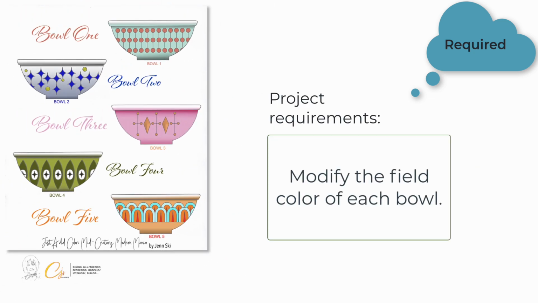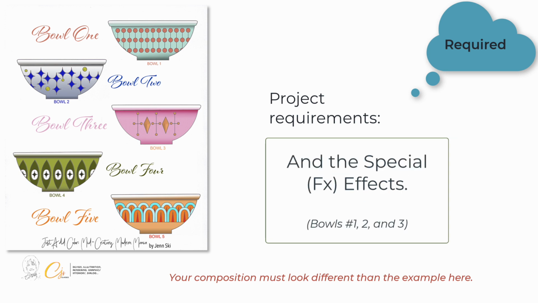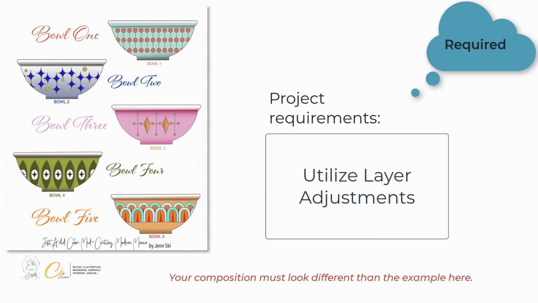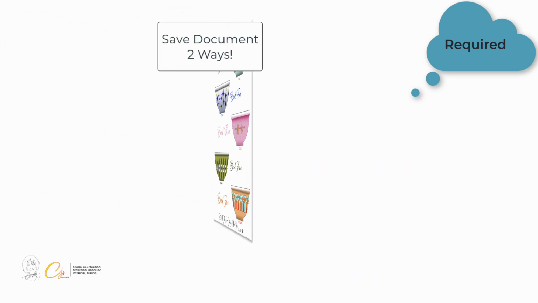For this project, you will adjust bowl colors, the decorative detail colors, and the special effects. Each bowl must show a change from the original, including the color of the text. This can be affected using the same color adjustment through the layer panel. Unfortunately, you cannot change the font style unless you add your own text through the main menu. The text layers in this file have been rasterized. The explanation for this is in a separate video about rasterizing text.